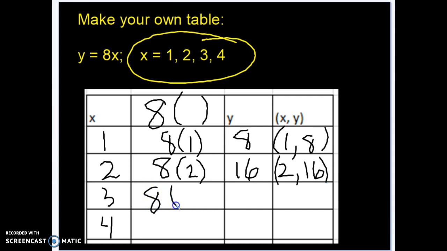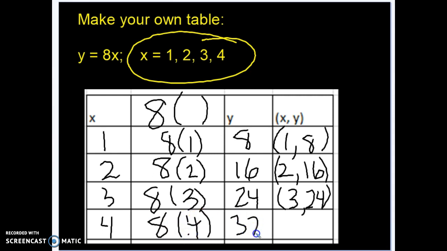So we'll have 8 times 3 gives us 24. Therefore, our ordered pair is 3 comma 24. We'll do it for 4. 8 times 4 is 32. So my ordered pair would be 4 comma 32.